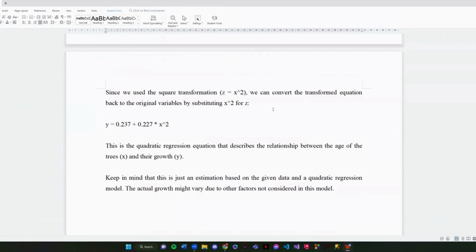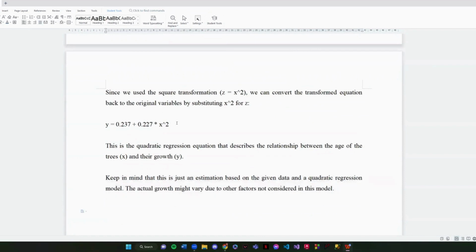So, for step 4, convert the transformed equation back to the original variables. Now that we have the linear regression equation for the transformed data, we need to convert it back to the original variables. Since we use the square transformation, we can replace z with x squared into the equation to get the quadratic regression. Ayan.